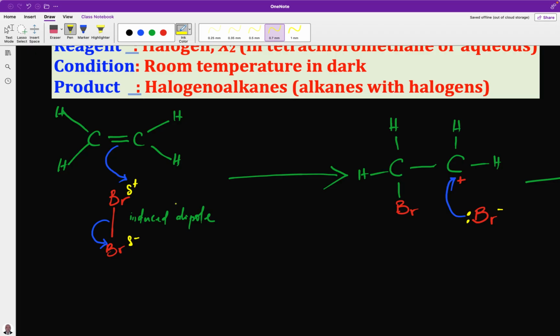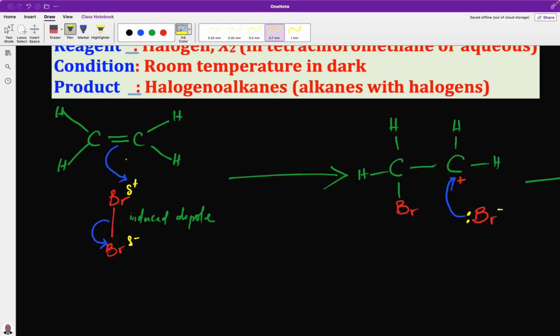What happened? The ethene molecule, because of the pi electrons here, the pi electrons will create what? It will create a cloud of high electron density around the carbon-carbon double bond. What happens as the bromine molecule approaches this cloud of high electron density? A dipole is induced into the bromine molecule since it is not polar.